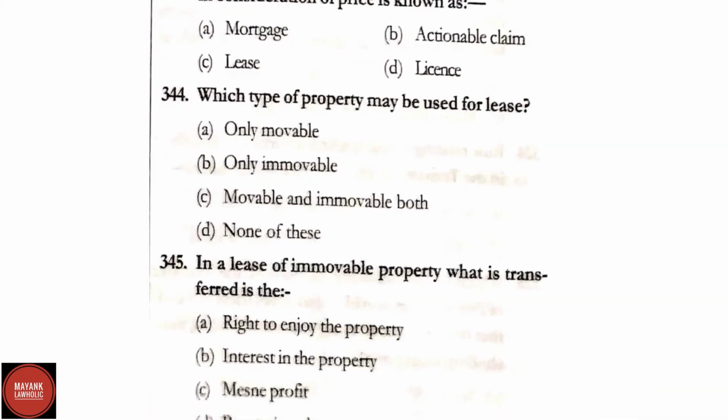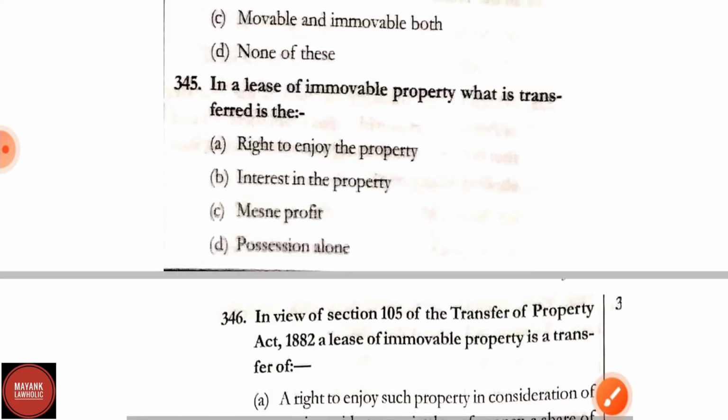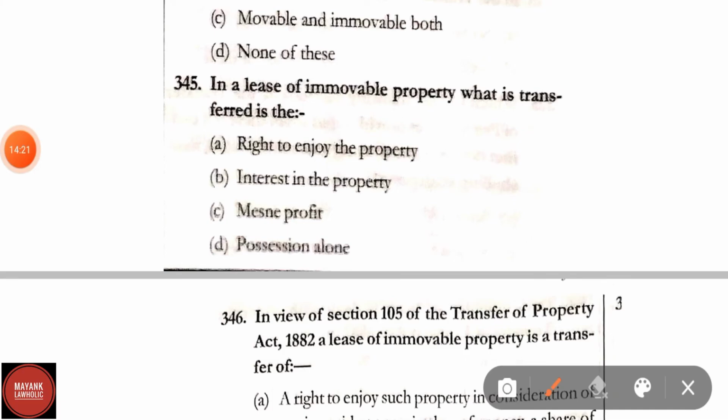Question number 344. Which type of property may be used for lease? Options are only movable, only immovable, and option C, movable and immovable both, and option D, none of these. Here correct answer is option B, that is only immovable property can be used for lease. Question number 345. In a lease of immovable property, what is transferred? The correct answer is option A, that is right to enjoy the property.